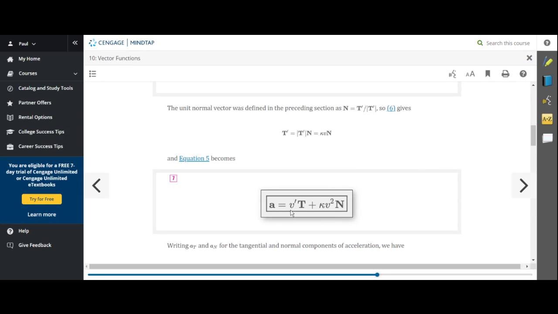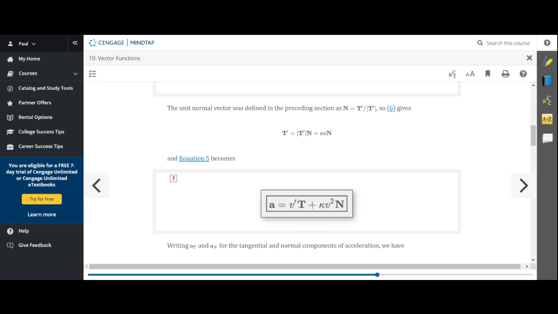And the weights on the tangent and normal vectors are based on speed and or the derivative of speed, speed squared, and the curvature. So curvature is going to affect acceleration.